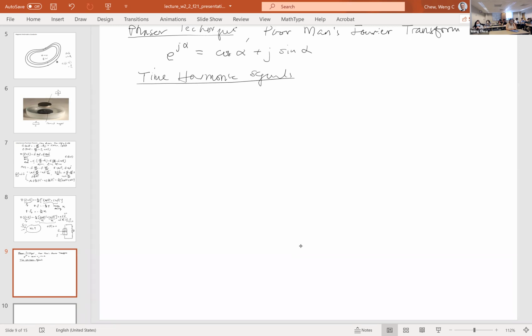Because then if I have a time harmonic signal, that means they look something like this. Okay, I don't draw very well, but you know what I mean. It just is a sinusoidal signal. Okay, but time harmonic signals have different names depending on what discipline you are in. Can you think of other names for time harmonic signals in this world?